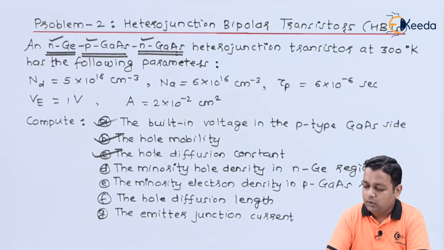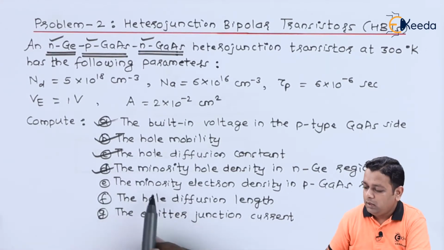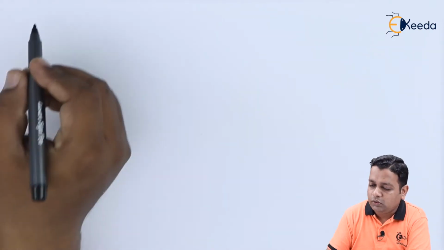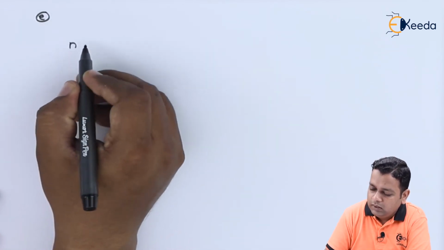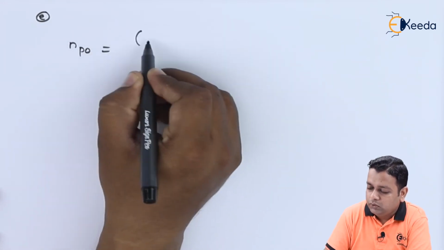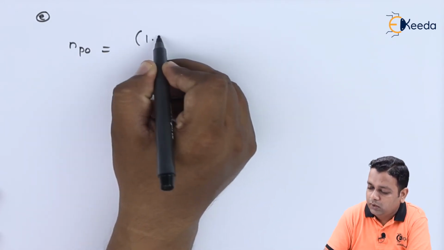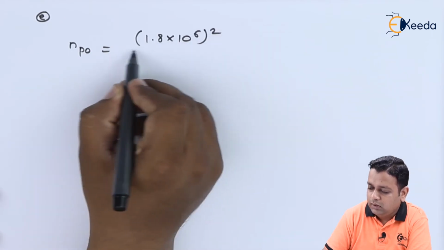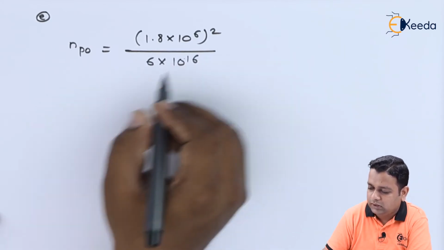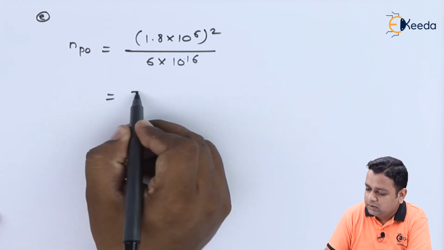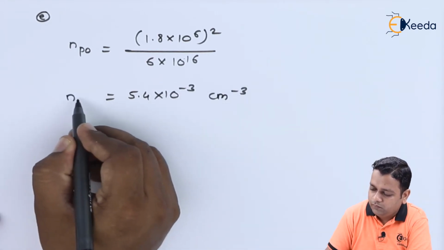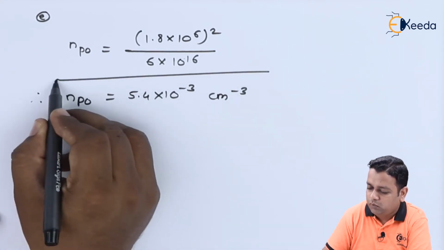So after determination of the answer for part D, we require the next minority electron density in the region of p-type gallium arsenide region. So for determination of the answer for part E, here we represent N suffix P0 and we get it computed by the ratio as like before. So the numerator will be a square of the intrinsic concentration 1.8 into 10 raised to power 6, and it is divided by the impurity concentration 6 into 10 raised to power 16. The required answer we obtain as 5.4 into 10 raised to power minus 3 in terms of per centimeter cube. So I outline the required answer for part E here.